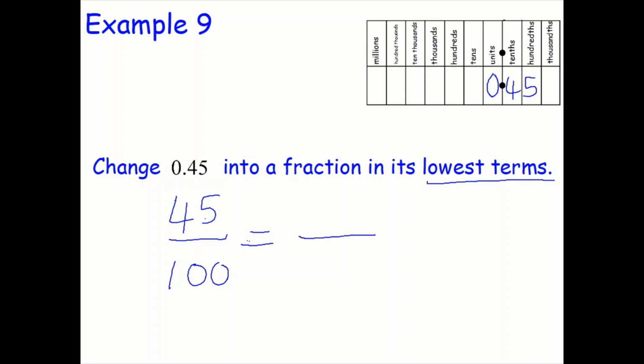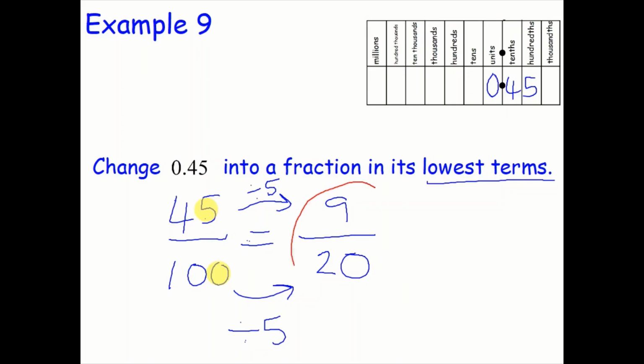To simplify that fraction. So we've got a number ending in a 0 and a number ending in a 5. That means I can divide top and bottom by 5. Divide top and bottom by 5. And if I divide 45 by 5, I get 9. If I divide 100 by 5, I get 20. 9/20ths, and that's as far as it can go because 9 and 20 don't have any common factors apart from 1, but that won't simplify any further. So 9/20ths is your answer there.